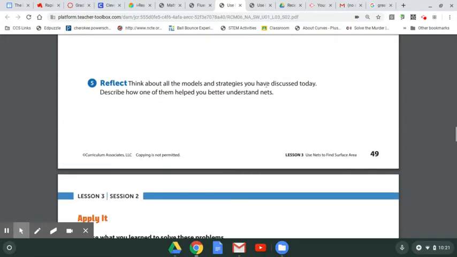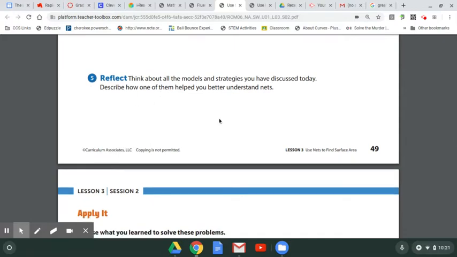Think about all the models and strategies that you have discussed today. Describe how one of them helped you better understand nets. Okay?